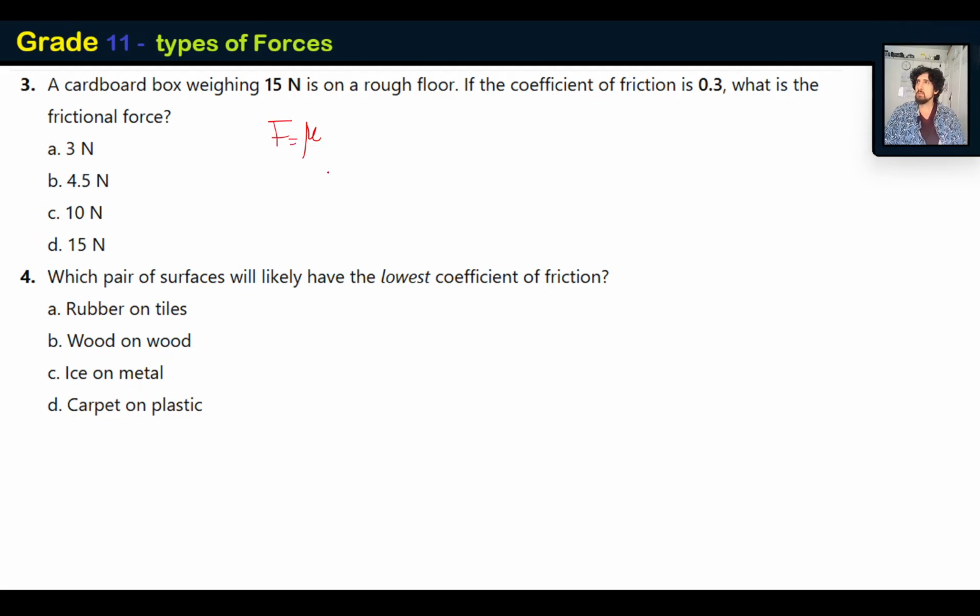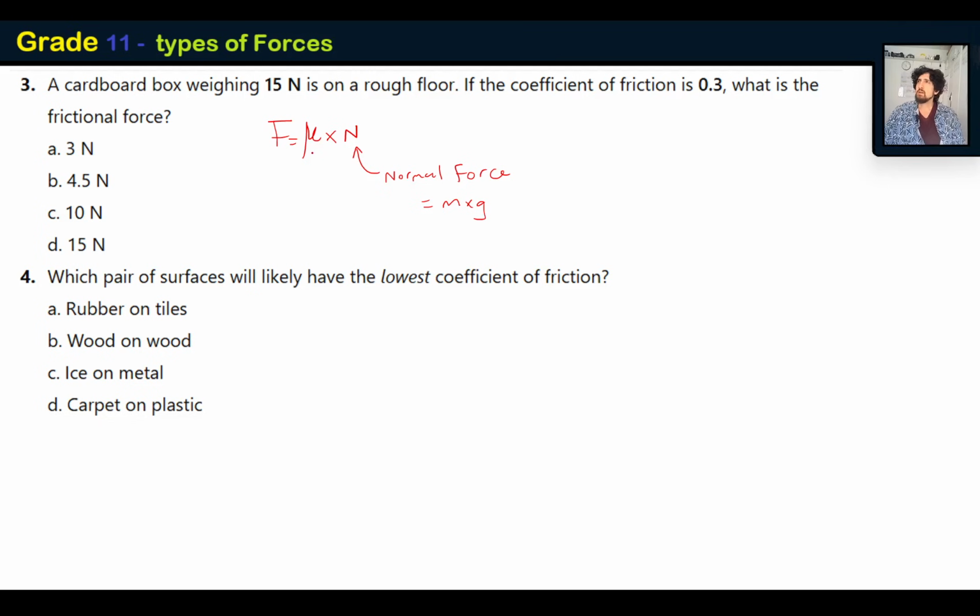This is called mu. Mu, you know, like the Pokemon. Anyway, mu multiplied by normal force. And normal force is equal to mass times gravity. It's the same as weight. Weight force acts downwards, normal force acts upwards, and so you calculate it the same way.